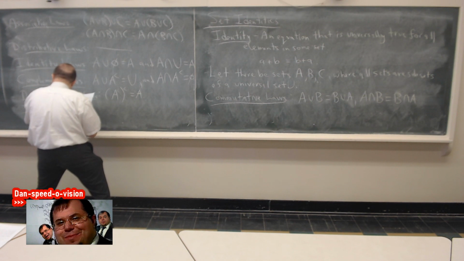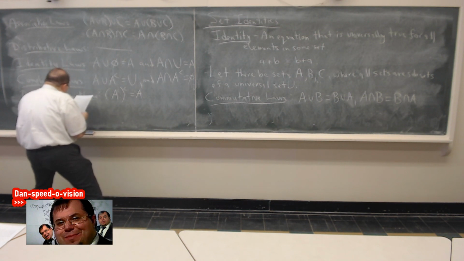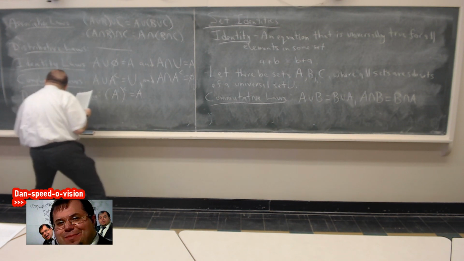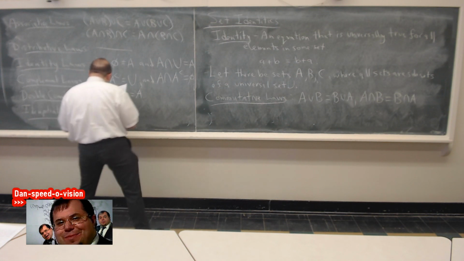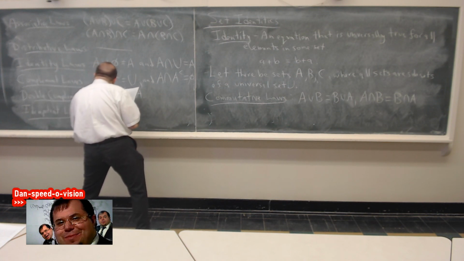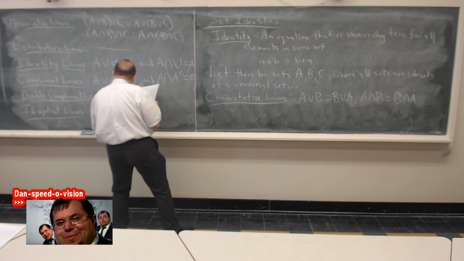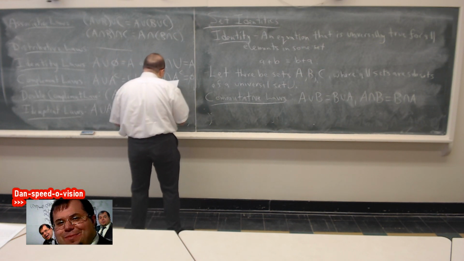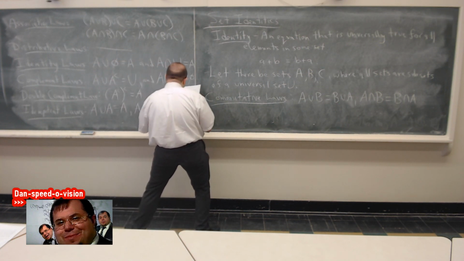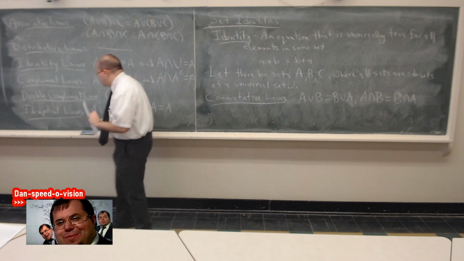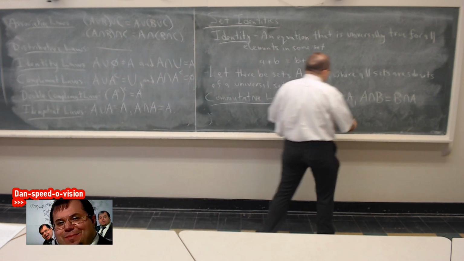Okay, another one. I think I got this right. Idempotent laws. If I take the union of A with itself, I should just get A. If I take the intersection of A with itself, then I should just get back A, right? You can see how you can prove these using just definitions, right?